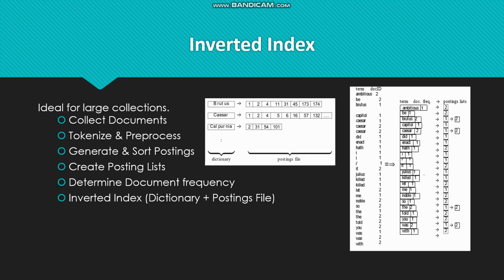The inverted index is ideal for a large collection. It collects documents, tokenizes and pre-processes them, generates and sorts postings, creates posting lists, and determines document frequency. An inverted index contains the dictionary and posting files.